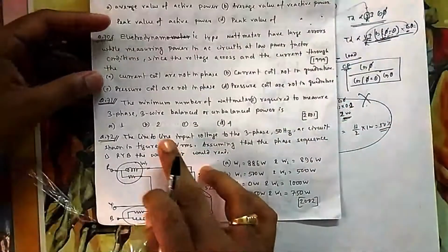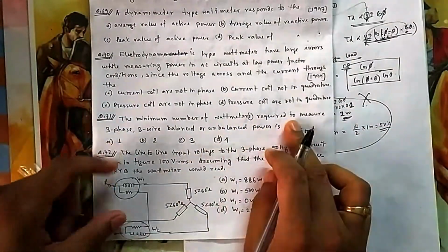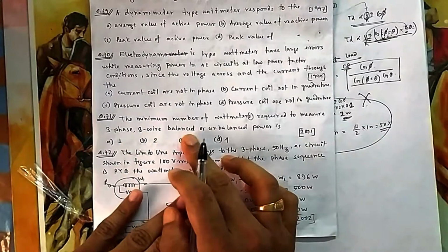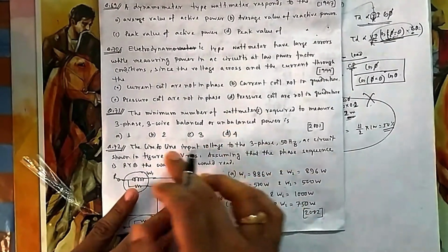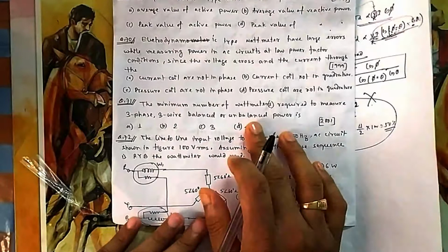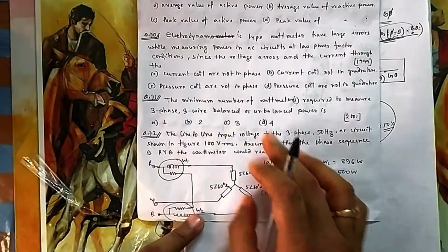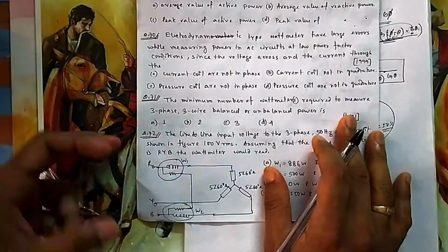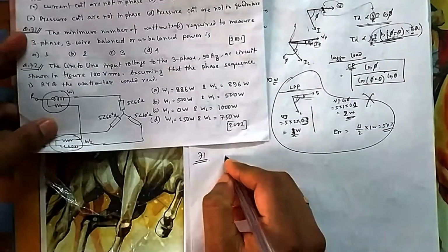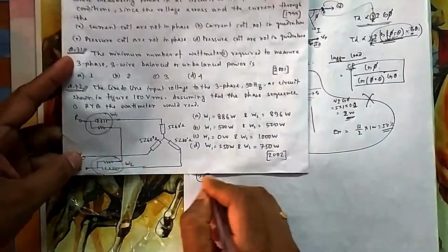Now if you come to 71, the minimum number of wattmeters required to measure 3-phase 3-wire balanced or unbalanced power is... So this one is the 2 wattmeter method, very standard and very important. In the 2 wattmeter method, the connections of the wattmeters in 3 phase are very important for any MCQ, any competitive exam. So 71 is always B. Now 72.